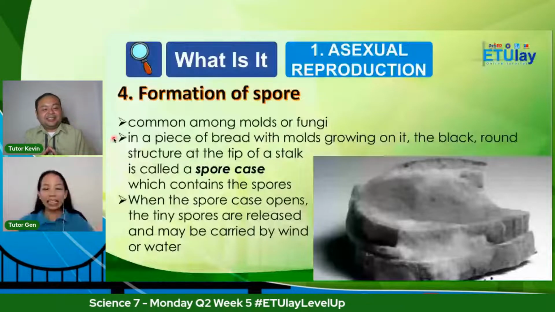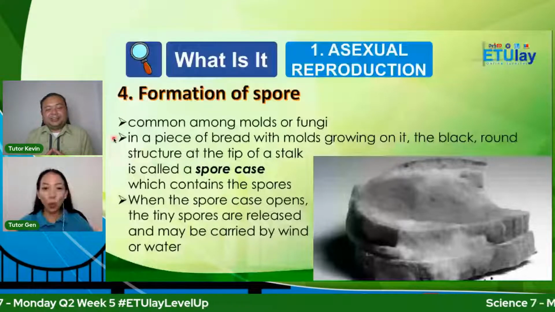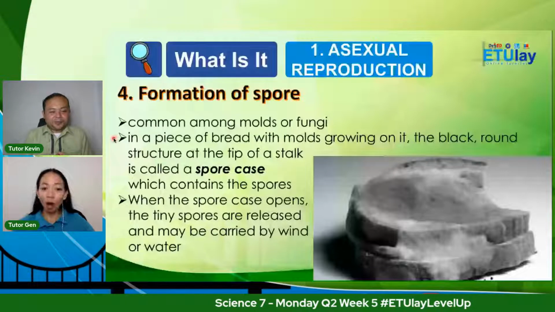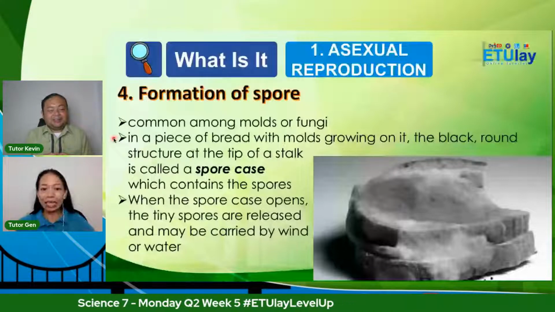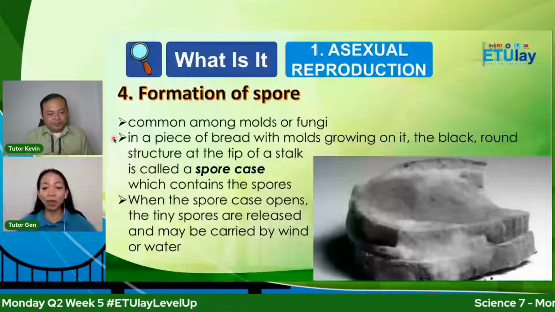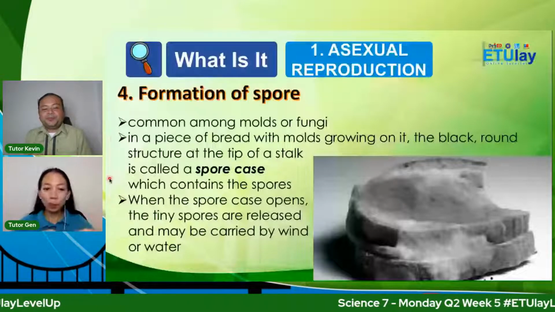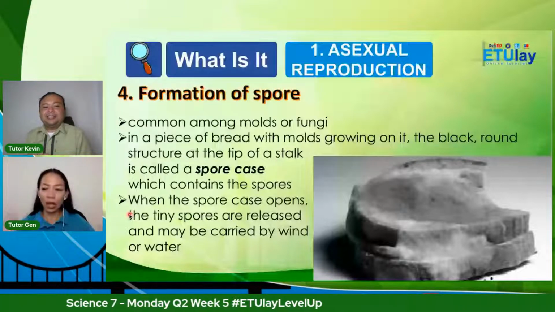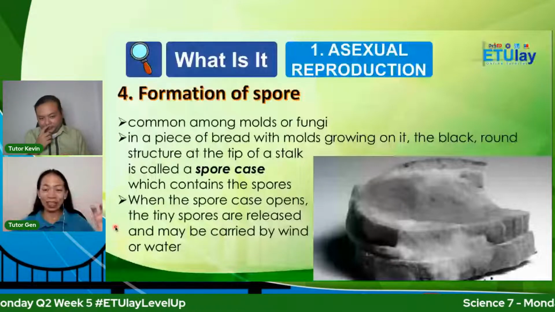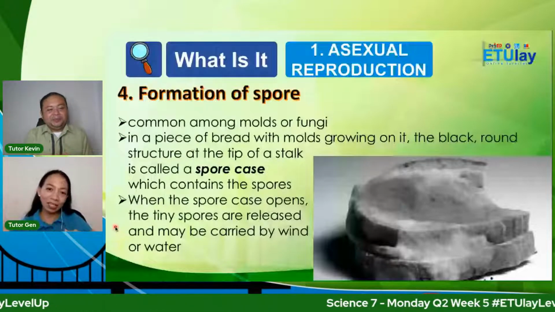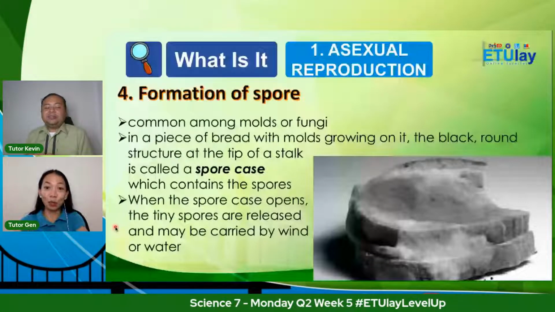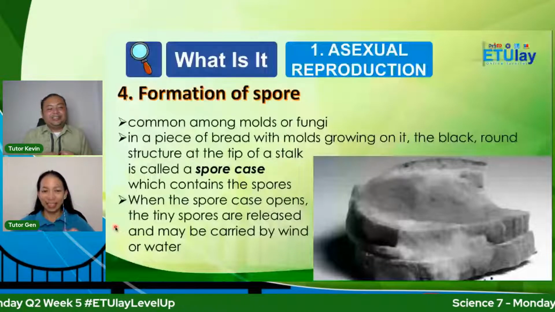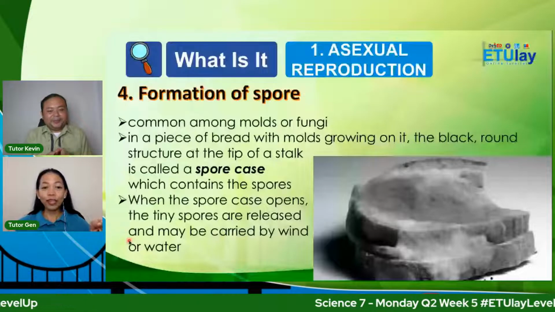Kasi, in a piece of bread with molds growing on it, the black round structure at the tip of a stalk is what we call a spore case. That contains the spores in this example. So when the spore case opens, the tiny spores are actually released and may be carried by wind or water. So kahit yung isang balot na tinapay, other portions or slices of that may already contain the spores. At mabilis kasi yung pagkalat nun, tutor. Yes. So that's the fourth type.